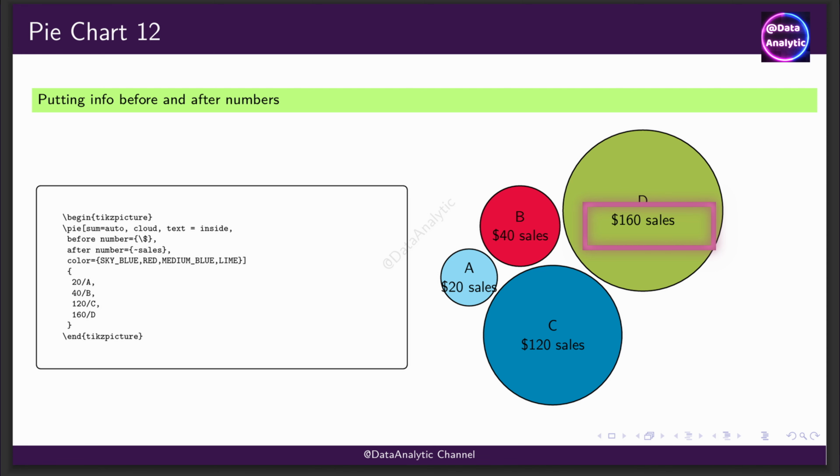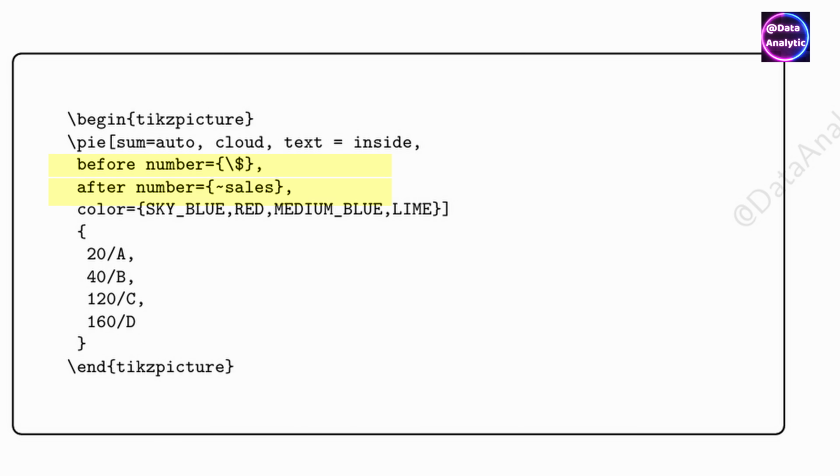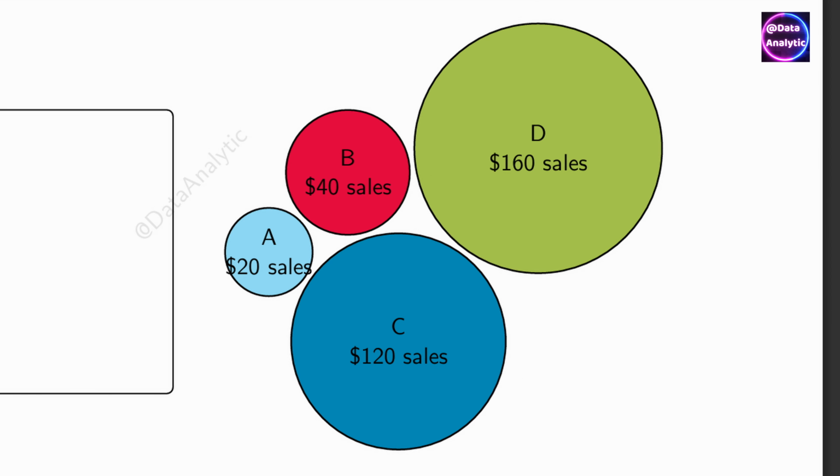And you can put some information before or after the number. In this case, I'm saying dollar before the number, and I'm saying the word sales after the number. You get something like this.